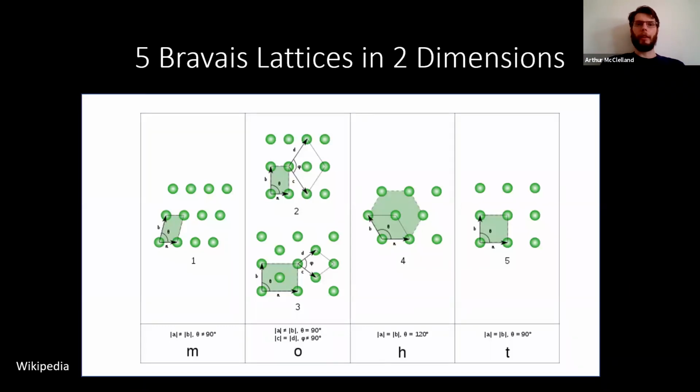If we think in 2 dimensions, and certainly there are 2D materials that are quantum materials, there's actually only 5 different arrangements you can make for a lattice. Bravais described all the lattices mathematically. So in 2 dimensions, there are 5 lattices you can make. There's the monoclinic, there's the orthorhombic, there's the hexagonal, and then there's the tetragonal.